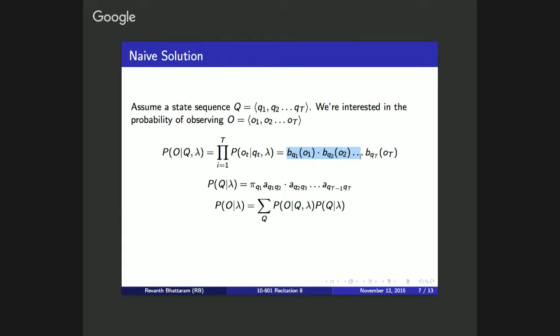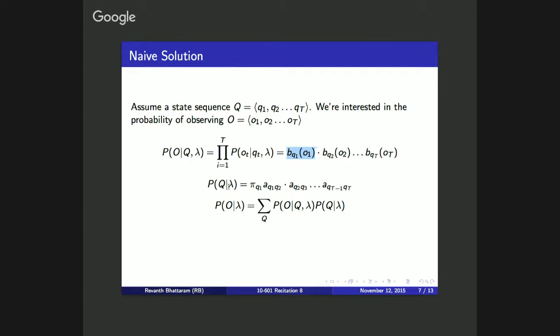So yeah, the form for P of O given Q, and lambda over here is a set of parameters, A, B, and pi. So this is going to be equal to the probability that I'm in Q1 and I observe O1, the probability that I'm in Q2 and I observe O2, and so on. You go all the way till the last time step T. And then you have the probability of Q given lambda.